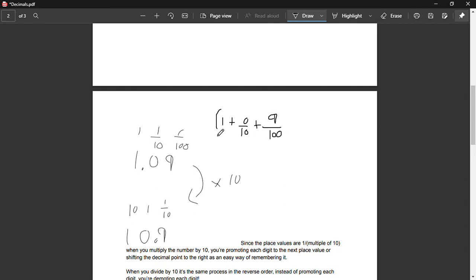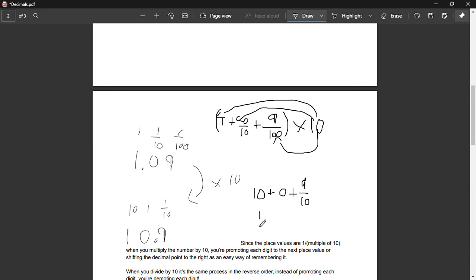So now if I multiply this whole thing times 10, I'm not sure if you know how to expand brackets yet, but it's essentially just me taking this 10, multiplying 1 by 10, multiplying 0 over 10 by 10, multiplying 9 over 100 times 10. So what happens? Then you're going to get 10, because 1 times 10, that's 10, plus 0 over 10 times 10 is just 0, plus 9 over 100 times 10, which would be 9 over 10.